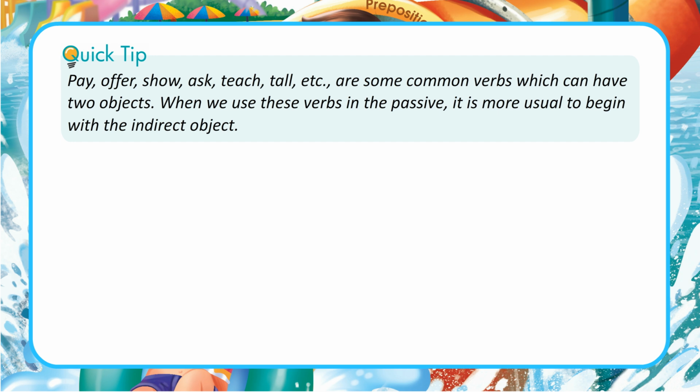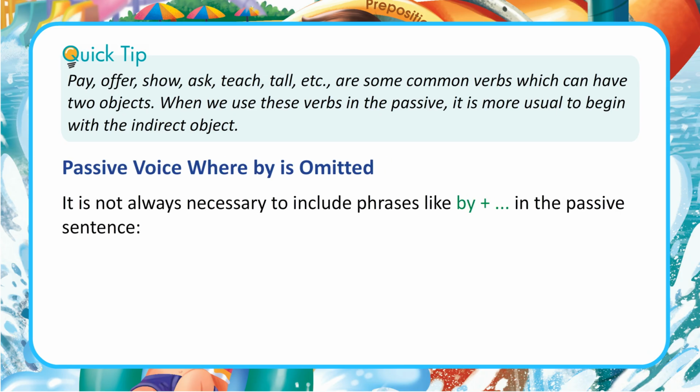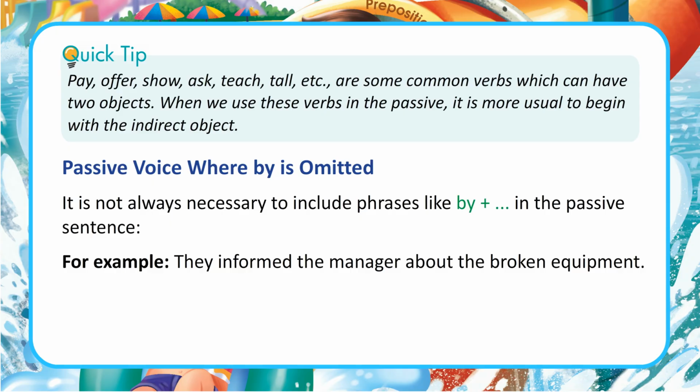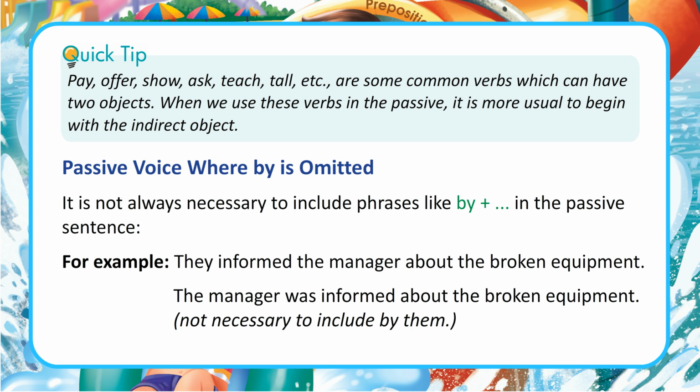Quick tip. Pay, offer, show, ask, teach, tell, etc. are some common verbs which can have two objects. When we use these verbs in the passive, it is more usual to begin with the indirect object. Passive voice where "by" is omitted. It is not always necessary to include phrases like "by plus agent" in the passive sentence. For example, they informed the manager about the broken equipment. The manager was informed about the broken equipment. Not necessary to include "by".